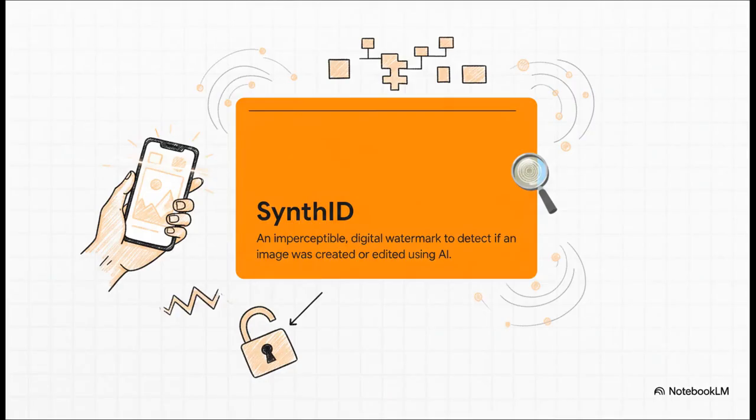And to tackle the bigger question of AI safety and responsibility, Google is embedding something called SynthID into every single image. You can think of it like an invisible digital watermark. You can't see it, but it's a reliable way to prove an image was made by AI, which honestly is a super important step for building trust in this tech.